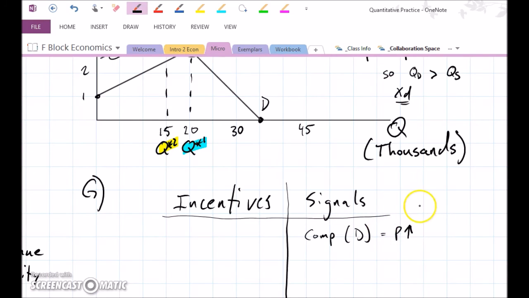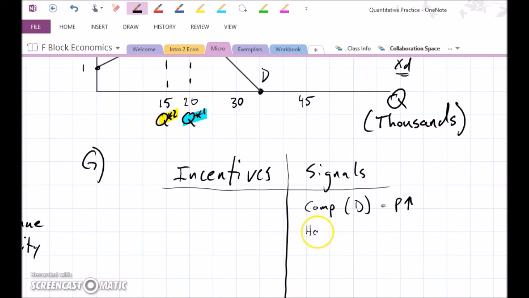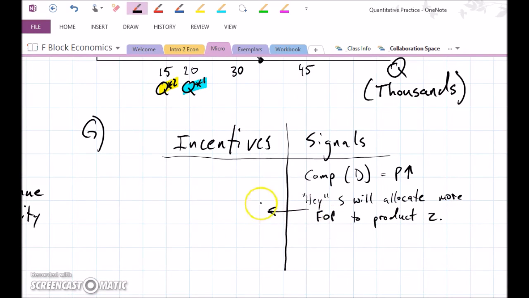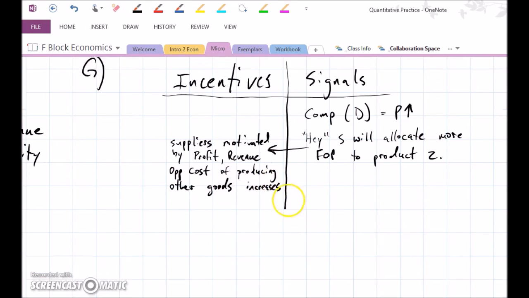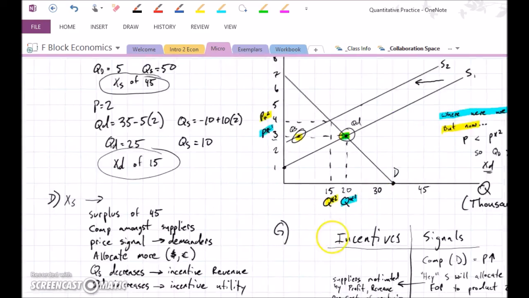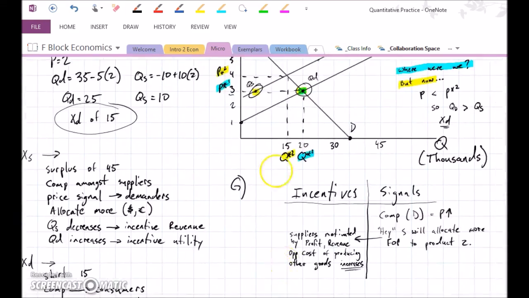So what we're going to see is competition amongst demanders, and that's going to drive price up. And they're going to say, hey, suppliers, you need to allocate more of your factors of production to produce this, and we'll allocate more of our factors of production to buy it. Suppliers are motivated by profit, by revenue. So as the price goes up, their profit and revenue is likely to go up. And importantly, the opportunity cost of producing other goods is going to also go up. So if I'm making something else instead of product Z, the opportunity cost of making that other thing goes up.